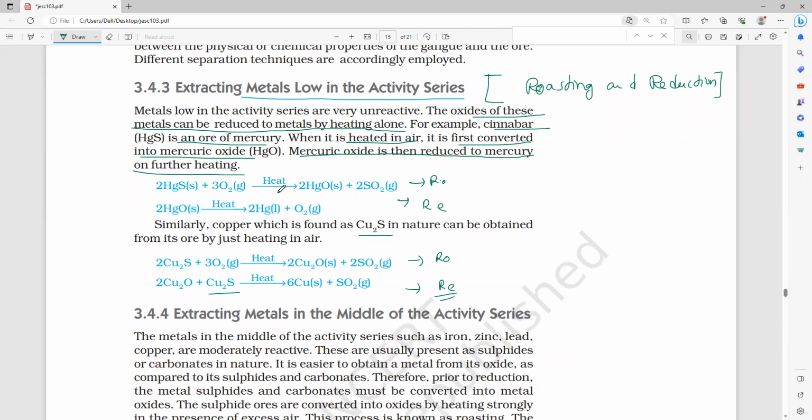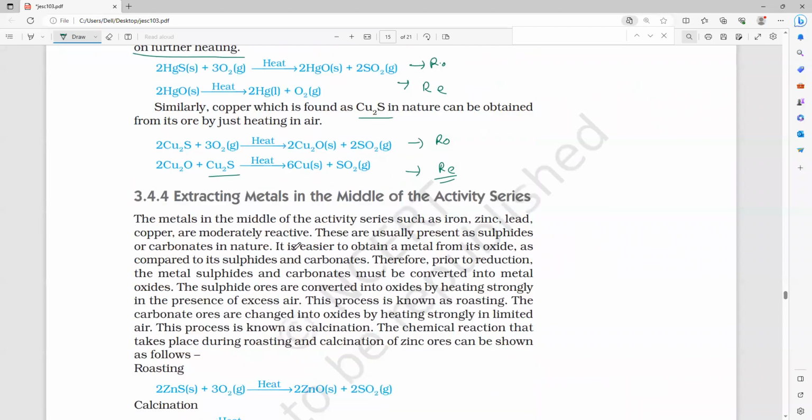So this is about that. Only 2 examples you have. Learn the 2 examples. They will never ask more. Okay. Next.